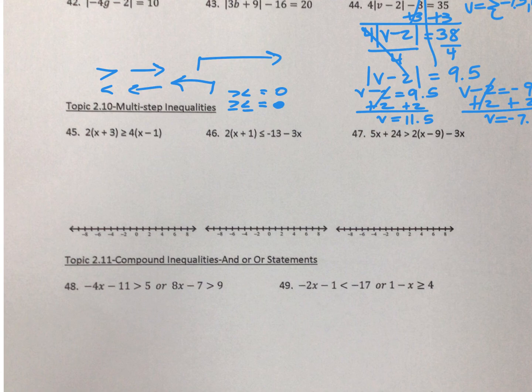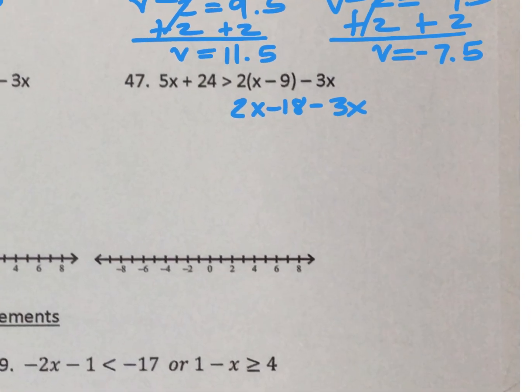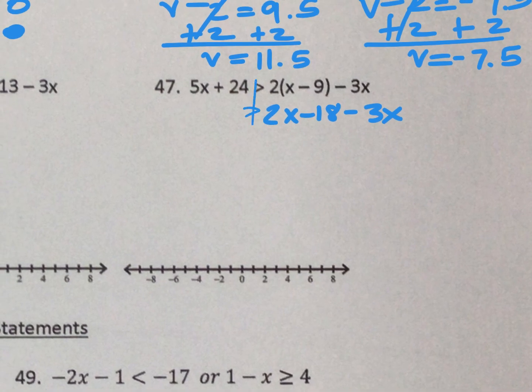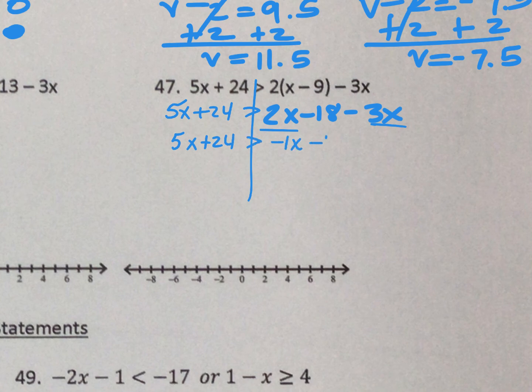Okay? All right. Number 47. I'll do the big one for y'all. Distribute 2x minus 18 minus 3x. Bring down the sign. 5x plus 24. Combine like terms. I'm going to bring everything down. 2 minus 3 is negative 1x. Add 1x to both sides. So this was distribute. Combine like terms.